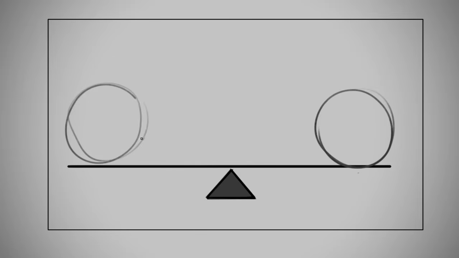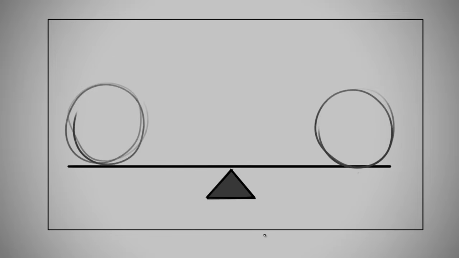Here you see I've drawn a simple scale. It's got a fulcrum in the center, and if I were to put a heavy object on one side, it would not be balanced. This side would go down and the other side would go up. Okay, well what if I put an equal weight object on the other side?